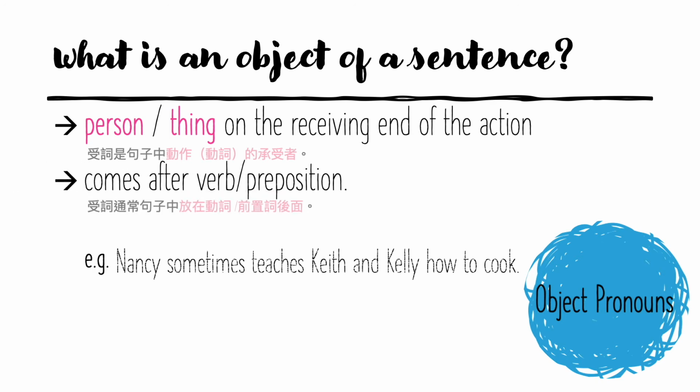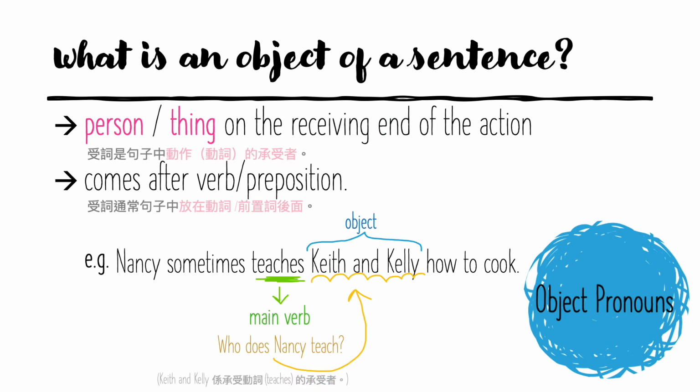For example, Nancy sometimes teaches Keith and Kelly how to cook. Teaches is the main verb. Nancy is the subject. But who does Nancy teach? She teaches Keith and Kelly. So Keith and Kelly, the whole thing, is an object.